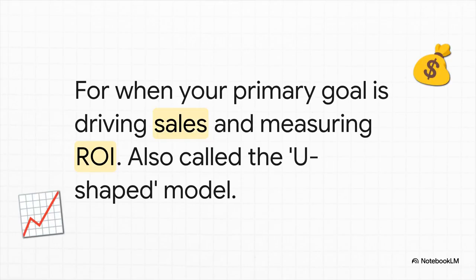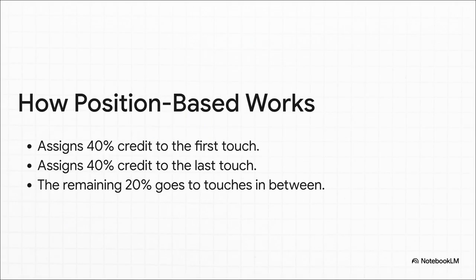But, okay, what if you're thinking, wait a minute, both the first touch and the last touch are super important to me? Well, for that, we've got the position-based model. You might also hear it called the U-shaped model. This is really your go-to when your main goal is just straight-up sales and getting a good return on your investment. This one's way more balanced.